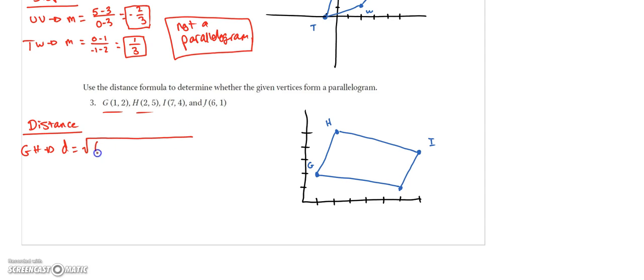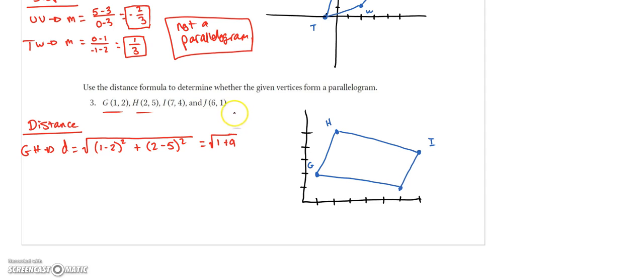square root of 1 minus 2 squared plus 2 minus 5 squared. This is going to give me 1 minus 2 is negative 1. Square that, that's 1. 2 minus 5 is negative 3. Square that, and we get 9.